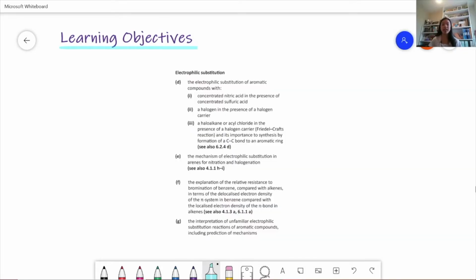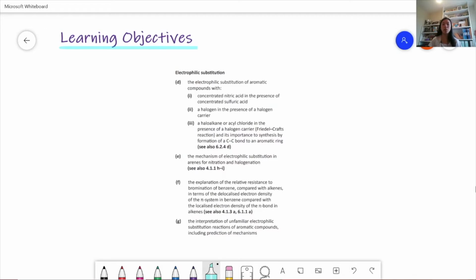Here are today's learning objectives. The first is to look at the electrophilic substitution of aromatic compounds with concentrated nitric acid in the presence of concentrated sulfuric acid, and then a halogen in the presence of a halogen carrier, and then finally a haloalkane or acyl chloride in the presence of a halogen carrier. And this is also called Friedel-Crafts reaction.